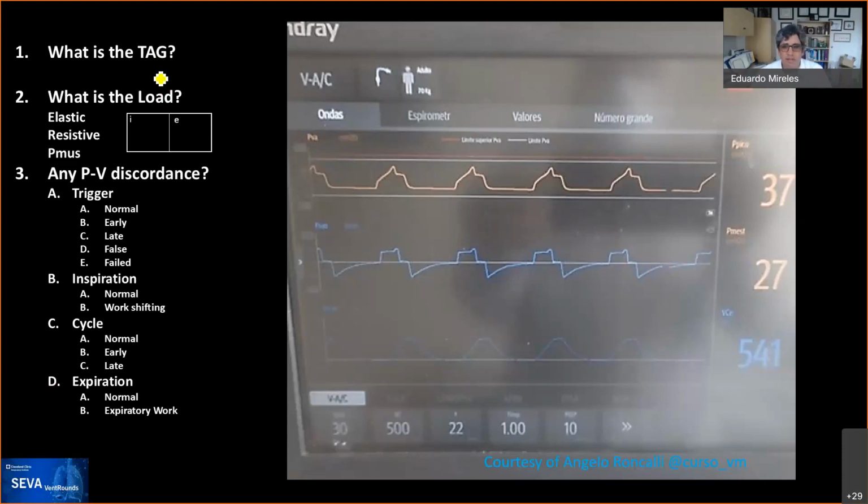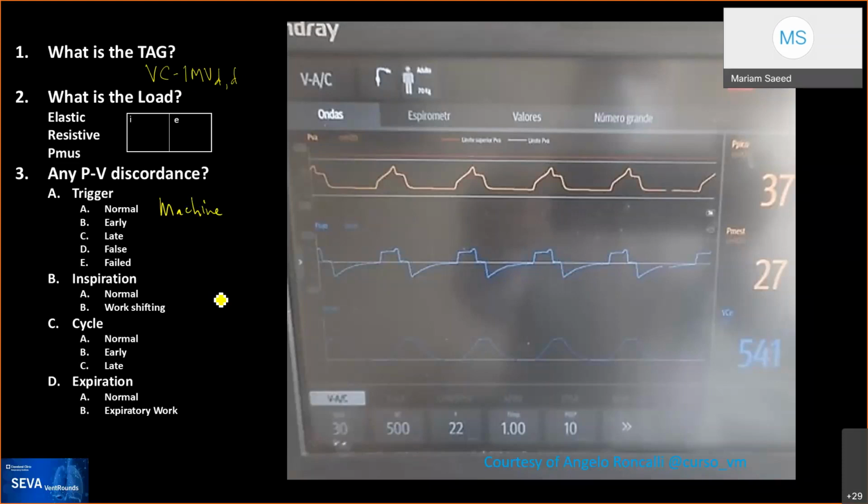Yes, so it's volume control. I would actually go with, I think it's dual targeting, because I see the small bumps on the flow chart. So that's why I would go with IMV dual. As for trigger, I really can't tell. There is no change in color. I don't see any dips. So I would say they're machine triggered and they are normal.